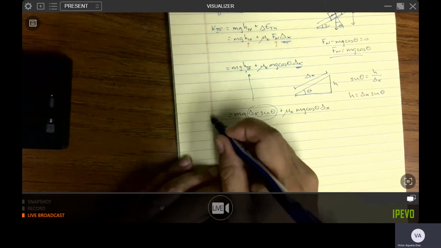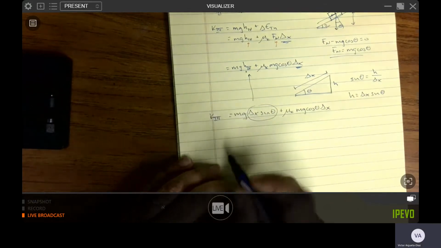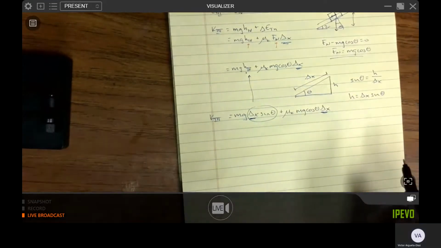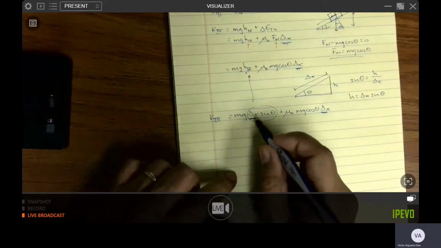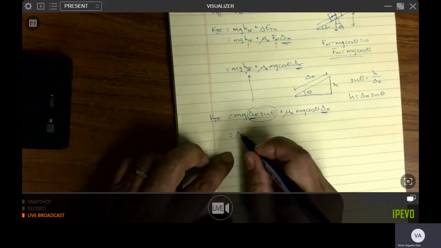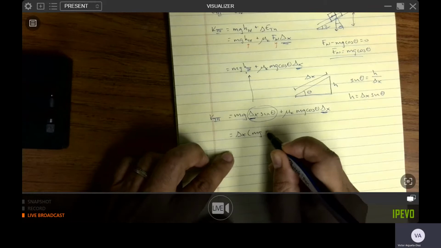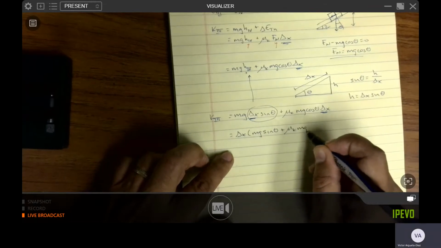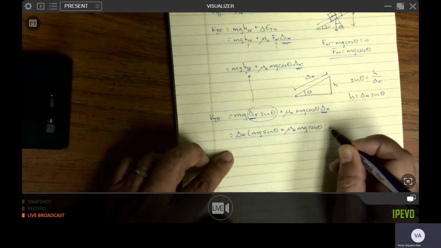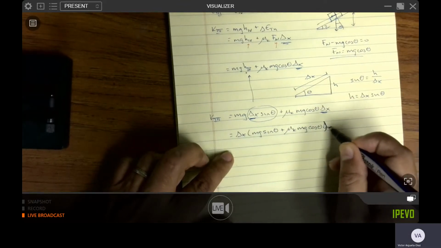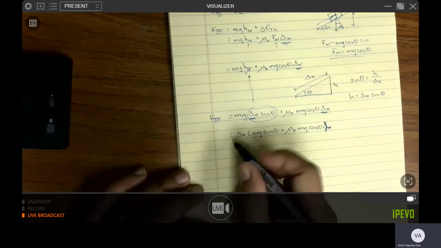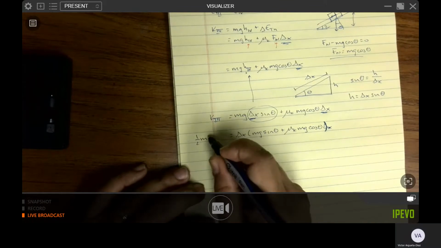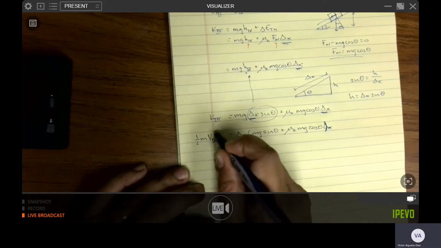And now you can see that I have, okay, the kinetic energy at point 3 has to be equal to all these, and now I only have one variable, which is great. So I'm going to factor out that variable. So I'm going to have delta x times mg sine of theta plus mu k mg cosine of theta, and that's it. Okay, and kinetic energy at point 3, this is going to be 1/2 of the mass times the velocity 3 squared.